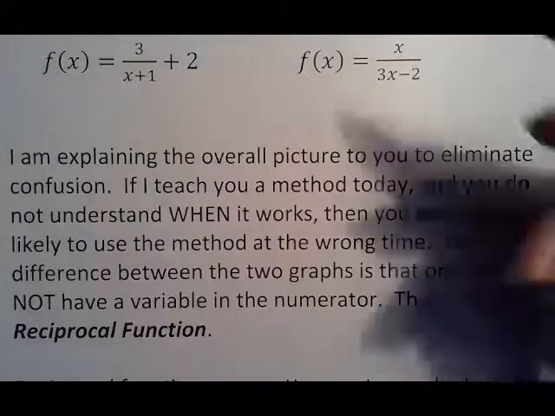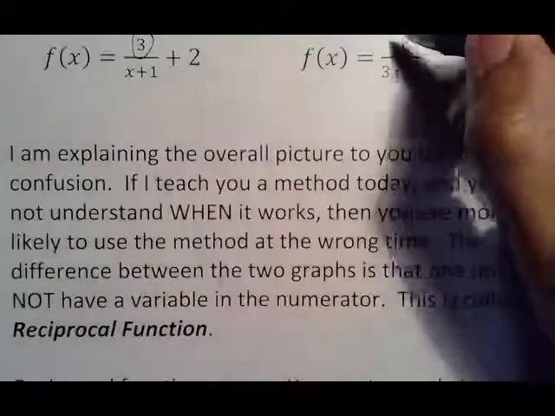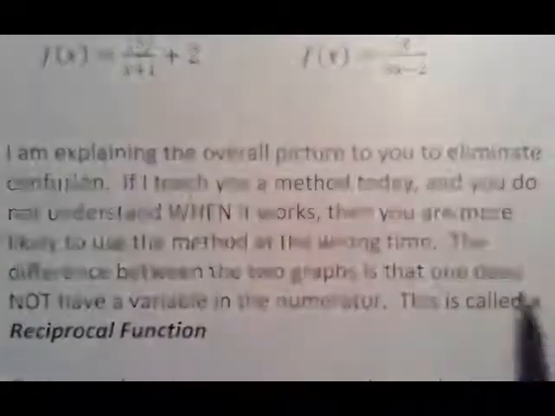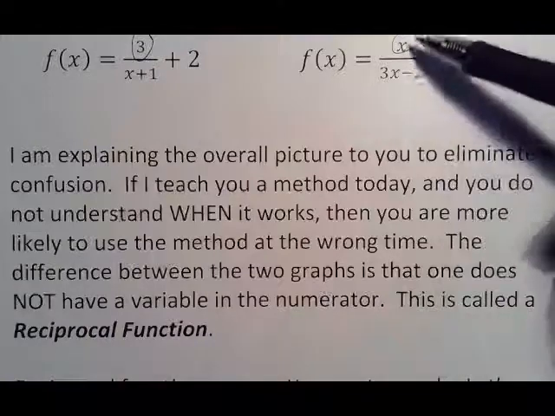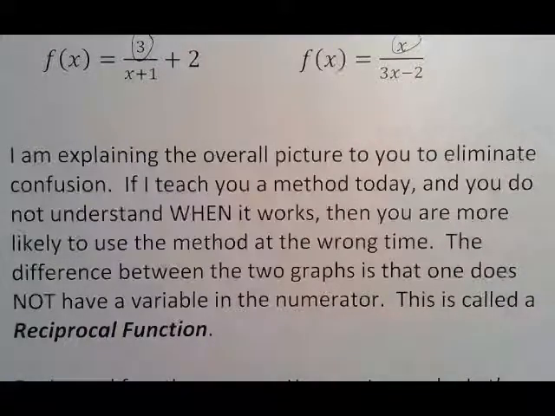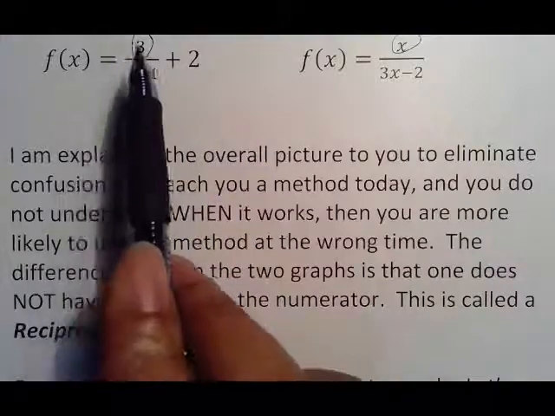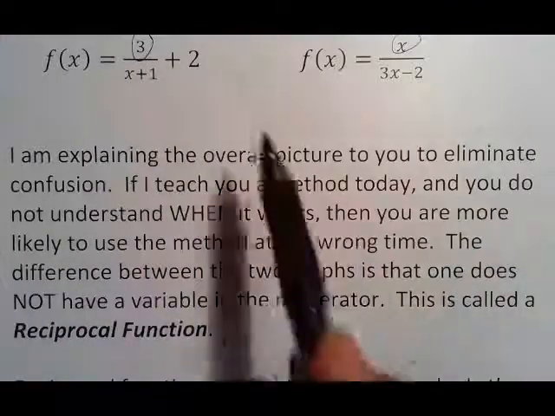but what you should notice is that this has a number on top with no variables, and that actually has a variable on top. So what we're going to learn today only works when there's just a number up top. Tomorrow we'll talk about what to do whenever there's a variable, but again, general idea, this is called a reciprocal function, and I guess it's just because there's just a number. Again, everything else means nothing.